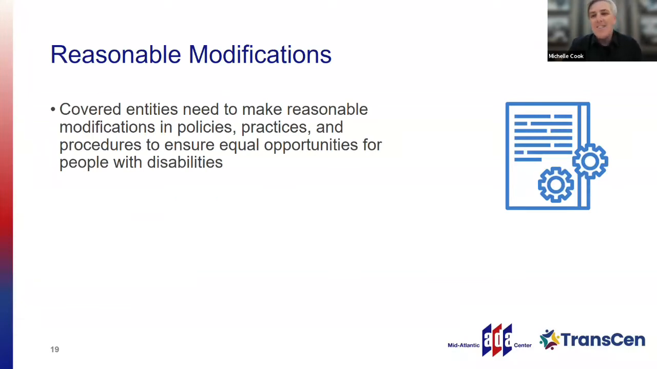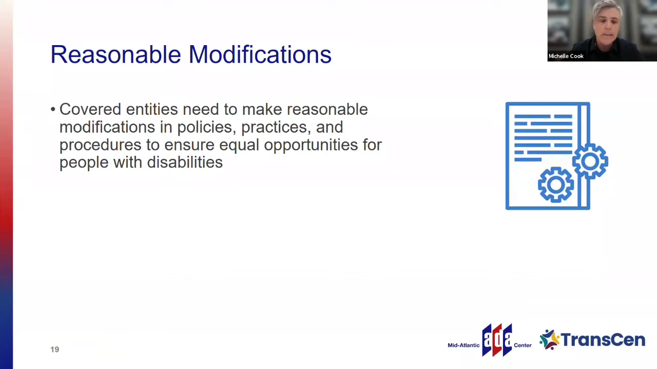Slide 19 highlights those reasonable modifications to those policies, practices, and procedures. Covered entities, anybody covered by those various titles in the ADA, need to make reasonable modifications in their policies, practices, and procedures to ensure equal opportunities are provided for people with disabilities. Some examples of those may be modifying reservation systems to make sure that various rooms in a place of lodging or seats in an arena or for a ticketed event, those accessible features are held for the people who need those features until your maximum capacities have been reached or other things that align with policy related to those particular issues.